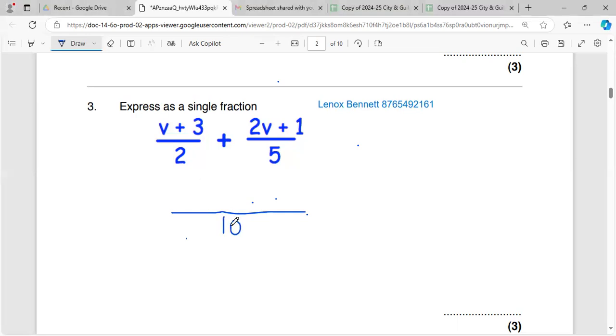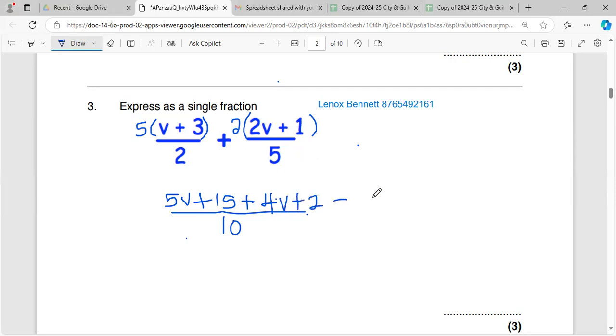2 into 10 goes 5 times, so we're going to multiply by 5. So 5 times that will give us 5v in the first bracket. Let's focus on the next one now. 5 into 10 goes 2 times. So 2 times 2v, that's 4v, and then 2 times 1.